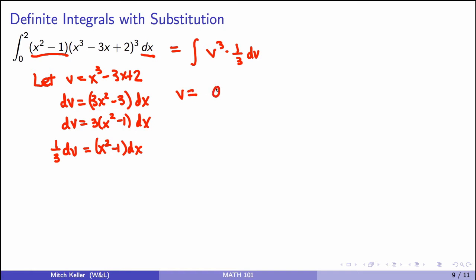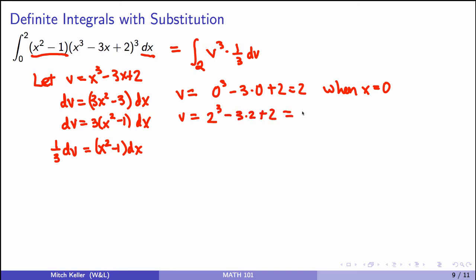So we would say v equals, we'll put in x equals 0, so 0 cubed minus 3 times 0 plus 2 equals 2 when x equals 0. And so that becomes my lower limit of integration here. And then we say v equals 2 cubed minus 3 times 2 plus 2, which is 8 minus 6 plus 2, which is 4, when x equals 2. So my upper limit is now 4.